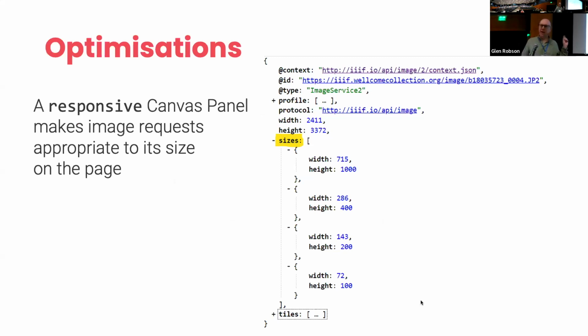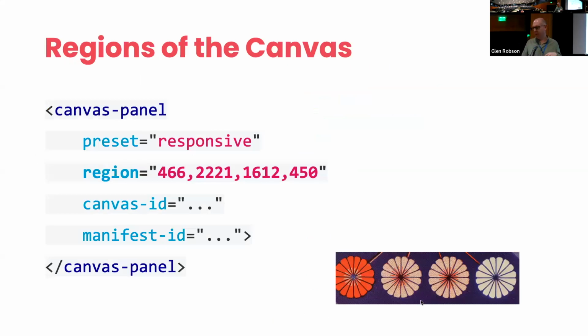And when it's doing that kind of thing, just rendering static images, it's being a bit clever and taking notice of any sizes that are advertised on the image service and using them where possible to optimize, because it's likely that you're going to serve those sizes quicker. So if you're building interfaces that have lots of images in them, or thumbnails and stuff, Canvas Panel can be a good way of doing that.